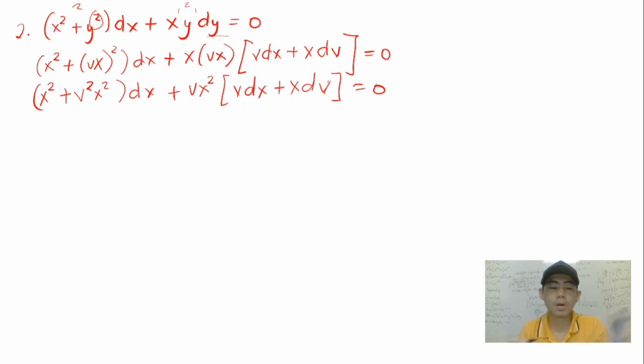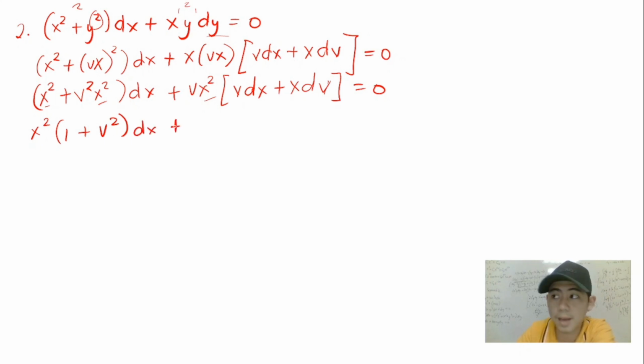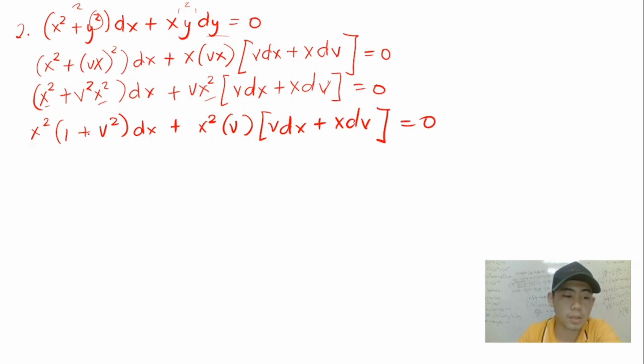Now, it again has a common factor, which is x squared. So we factor out x squared in order to reduce the equation. So, x squared times 1 plus v squared dx plus x squared times v multiplied by v dx plus x dv is equal now to 0. In order to cancel the x squared, you need to divide the whole equation by x squared, of course. So cancel x squared.